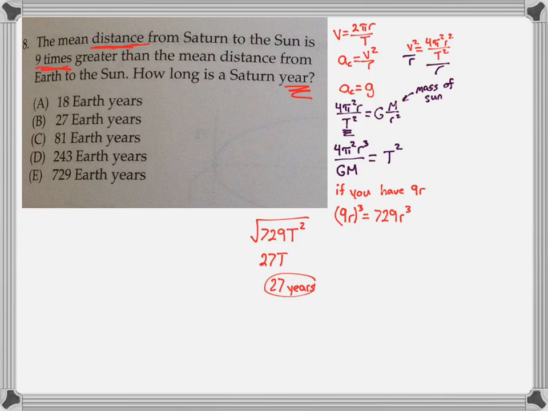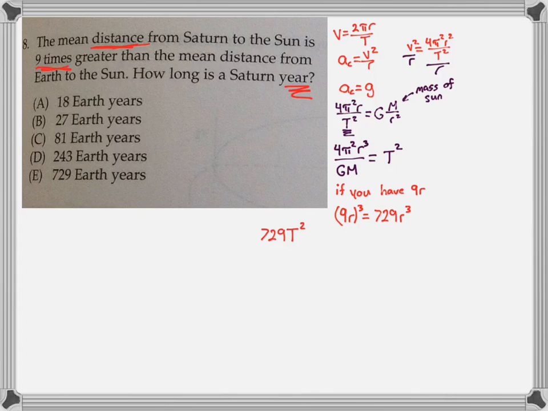We can isolate the period, and we find out that 4 pi squared r cubed over GM is equal to the period squared. So if we look at the question, what it is saying is, what happened to Saturn is 9 times the radius from the sun. Now, if you have 9 times the radius and you cube it, it's really like saying 729. You're going to increase your period squared by 729 times.